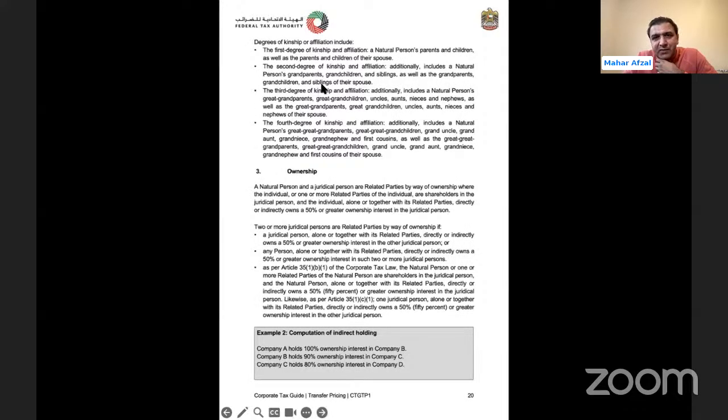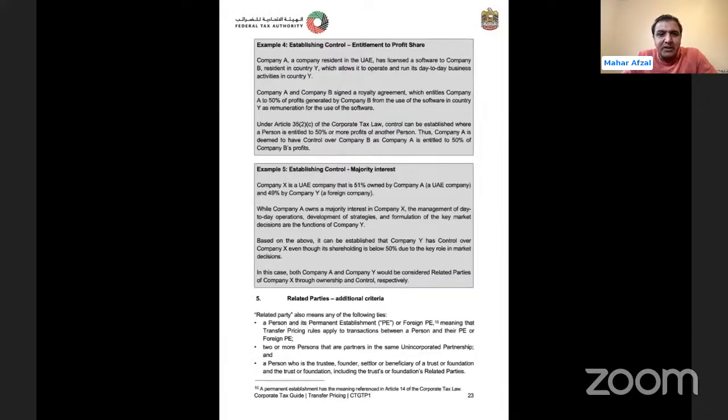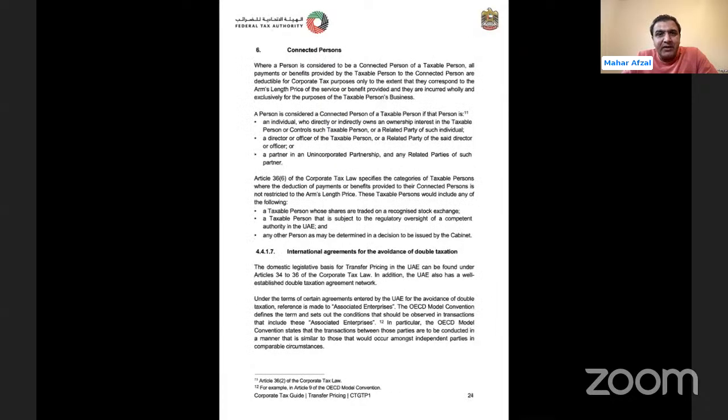This is a definition they have taken from the UAE corporate tax law. They have defined the ownership in DTC, basically straightforward related party. They have given in detail what is the related party, what are the connected persons, as we discussed. It can be owners, officers, or related parties of the officer.